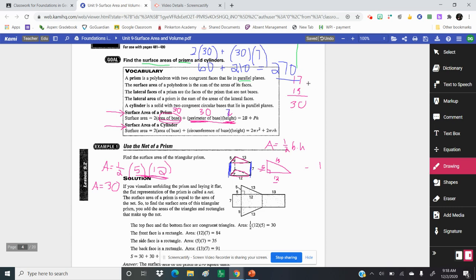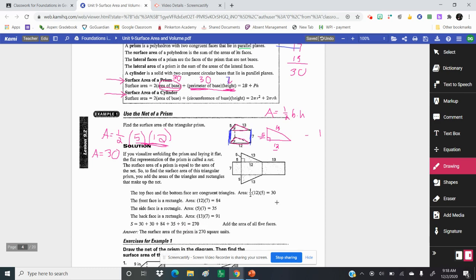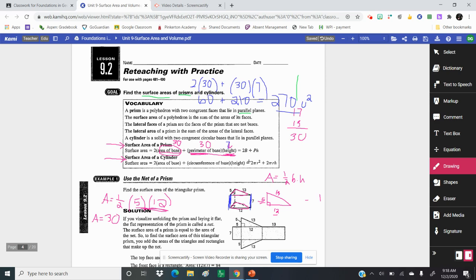And if they gave me units, it would be like inches squared or feet squared or whatever it is. I don't know what the units are. I don't think they gave it to me, so I'll just say units squared. All right, so that's the way that you would use your formula.